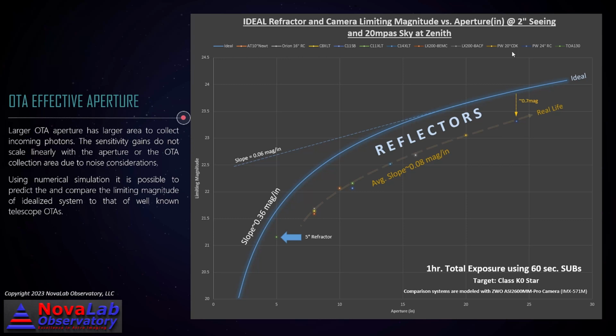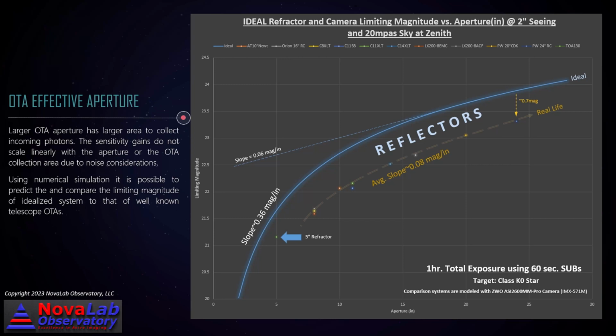What happens in real systems? Well, we modeled the same system with the actual camera. We used the ASI 2600, which has an IMX 571 mono imager, and you can see all the different telescopes. We tried to get a nice mix of everything from Newtonians and RCs and Schmidt-Cassegrains of all different apertures. They all kind of fall on this one line, which is about 0.7 magnitudes below the ideal. Now, depending on which camera you use, this line might be 0.7 below, might be 0.5 below, might be 0.9 below. It depends on your camera, but that is the general rule.